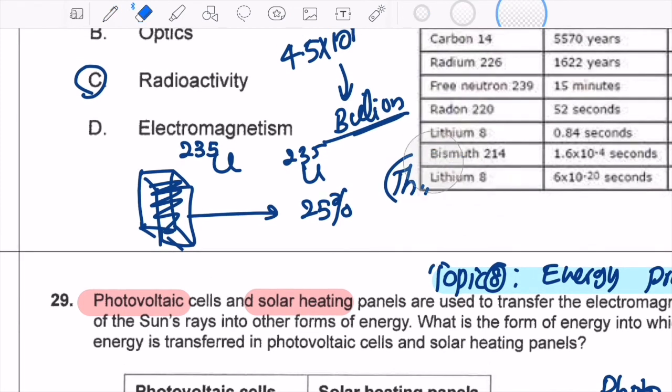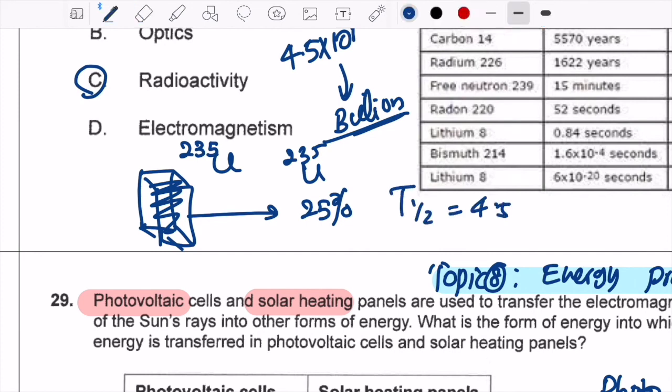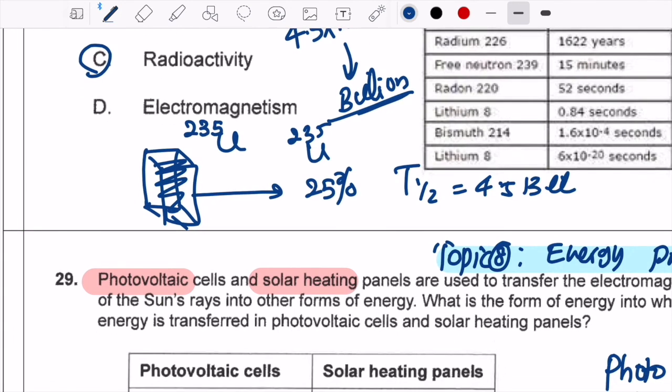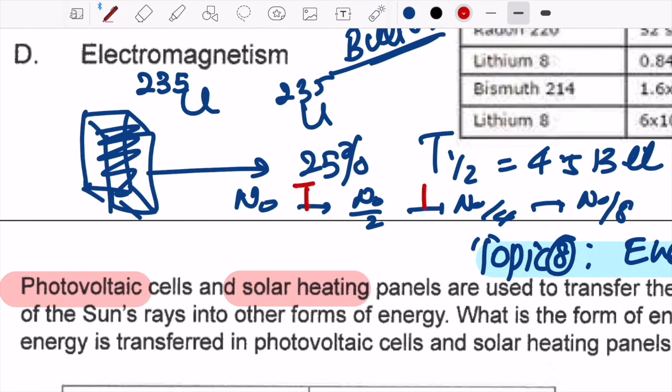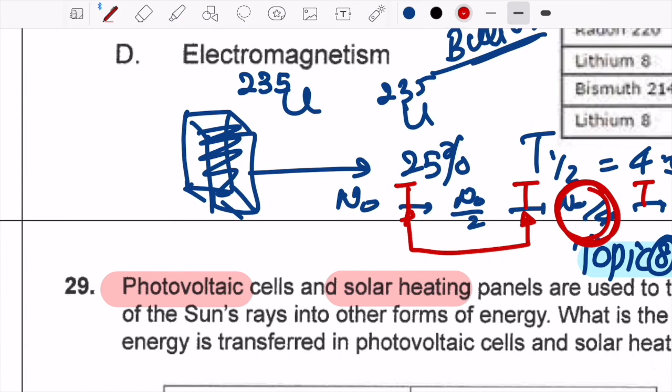Now if you know the half-life of this one is 4.5 billion years, what can we learn from this? N naught becomes half N naught, becomes N naught over 4, becomes N naught over 8, right? Each of these steps needs a half-life. So if you are here at 25%, this obviously shows there are two half-lives. So time spent is 4.5 times 2 billion years, right? So you can say this is 9 billion years.